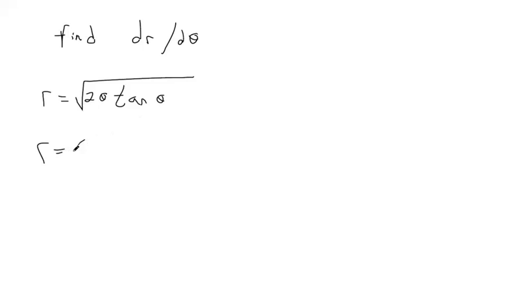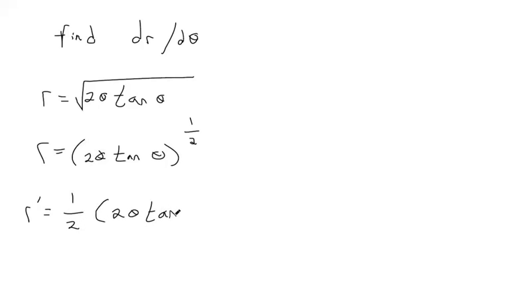A square root is a 1/2 power. So another way of writing this problem is raising this to the 1/2 power. So when you want a derivative with respect to theta, the 1/2 can come down and multiply, like the power rule says, and then get reduced by 1. So 1/2 minus 1 makes negative 1/2.